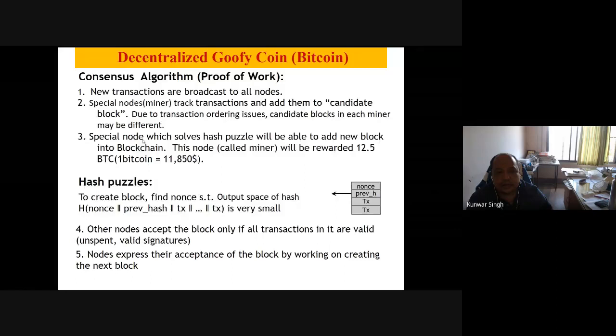So solving the puzzle means he has to find the nonce such that the hash of this block will be less than the target one. Basically he solves the puzzle, and once he solves the puzzle, he will have the right to add this block into the blockchain.